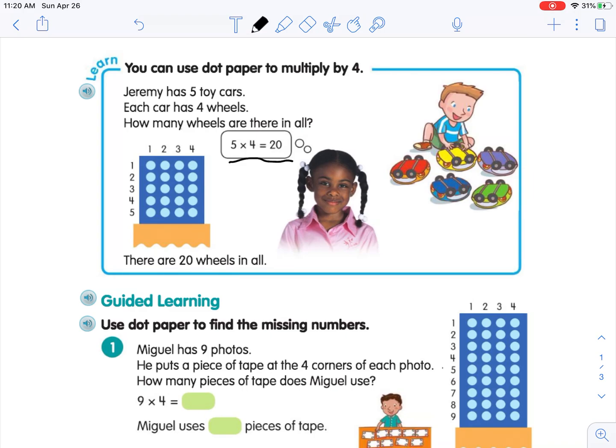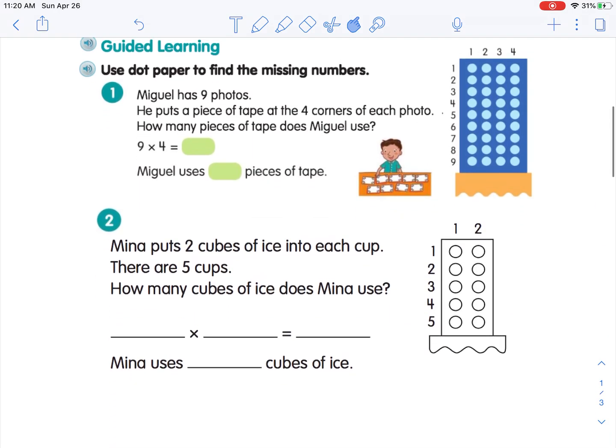Well, let's look. If we have 5 groups and we have 4 in each group, we could count all these dots, or we could skip count by 4s. So I'm going to skip count. You do it whichever way you'd like. If you want to check, you can count them all. 4, 8, 12, 16, 20. There are 20 wheels in all. She is correct. Let's hop down to the guided learning.